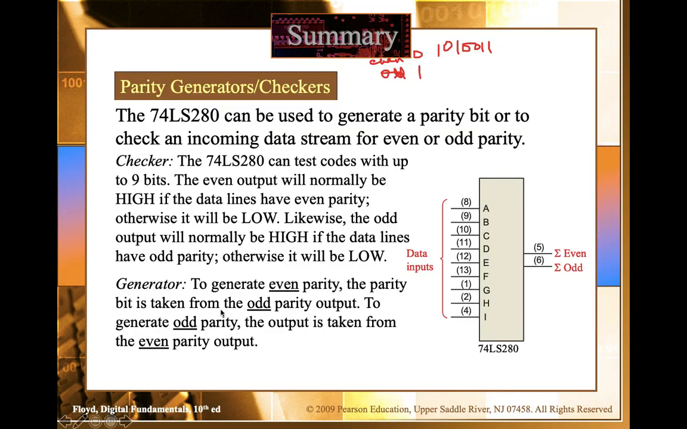So what is it saying? To generate even parity, the parity bit is taken from the odd parity output, and to generate odd parity, the bit is taken from the even parity output. So basically with this IC, if you have some data and you want to generate the parity, just feed the data into it, look at these outputs and append them accordingly. However, if you have data which already has a parity bit and you want to check what parity it is, give the data to the inputs and look at these outputs. So it can do both things for you.